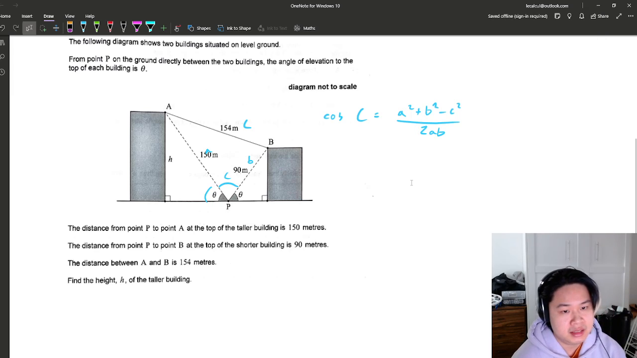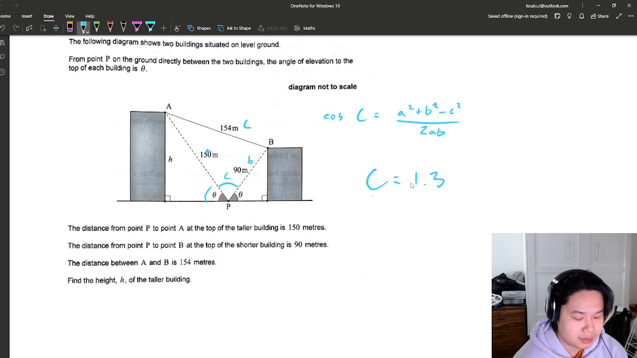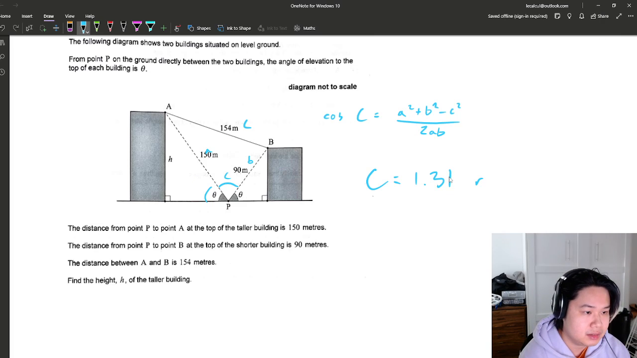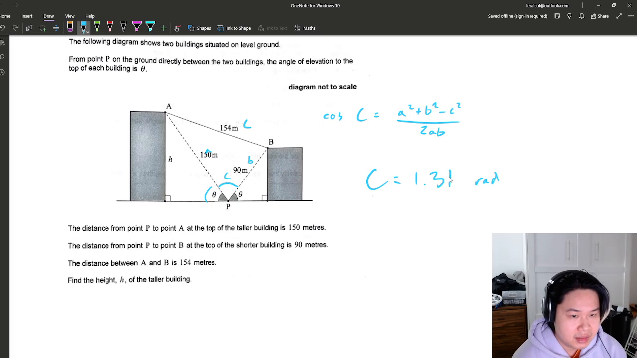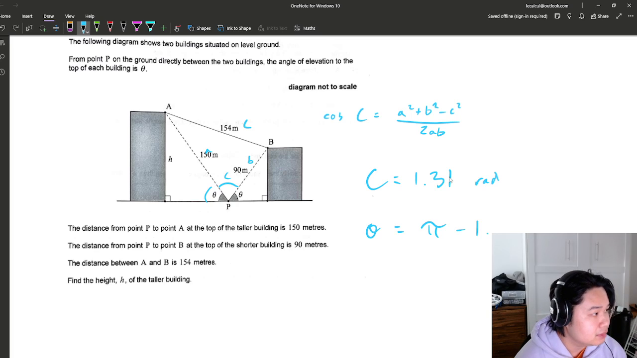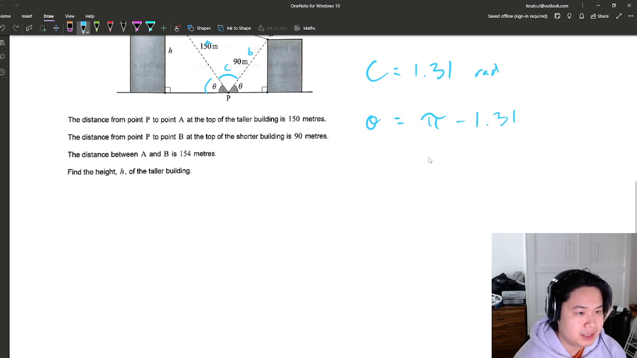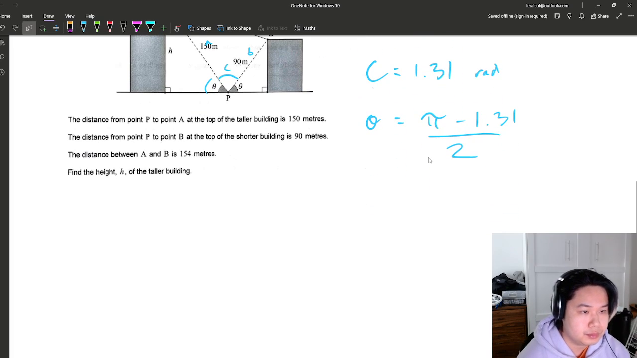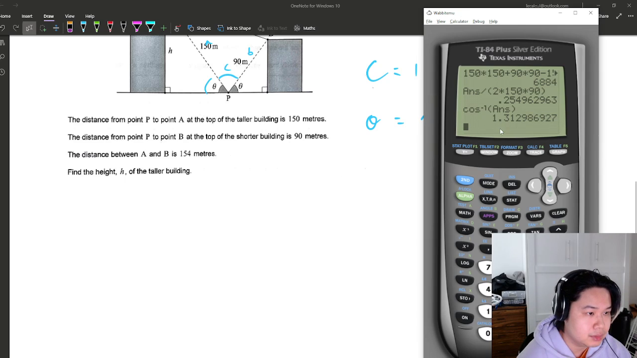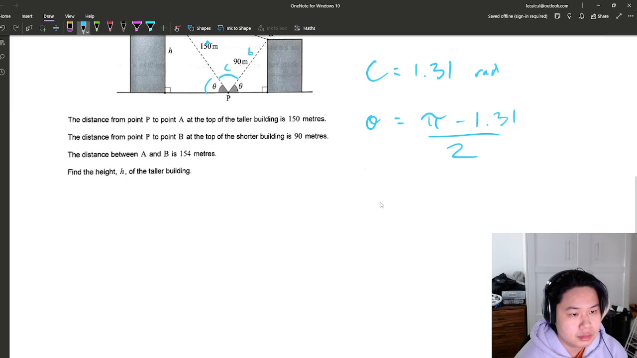Okay, so I inverse cosine that. So then this is 1.3 something radians. Okay, so then that means that these three angles will be adding to pi instead. So theta is going to be pi minus 1.31, and then you divide this by 2. Okay, so take this, subtract it from pi, divide by 2, you'll get 0.914 radians for theta.